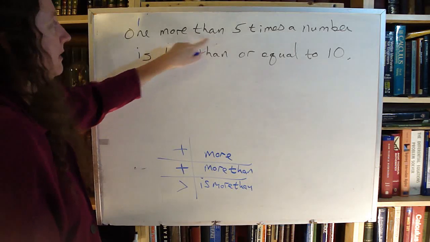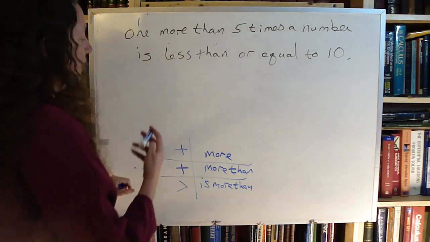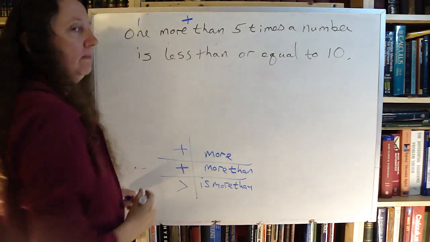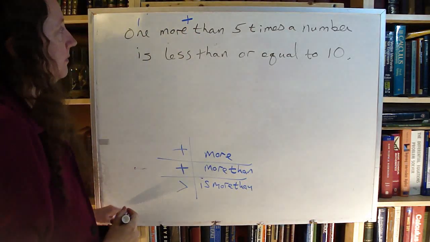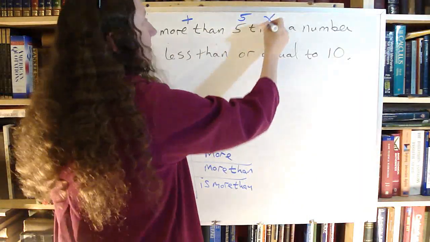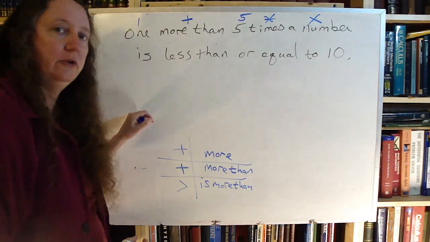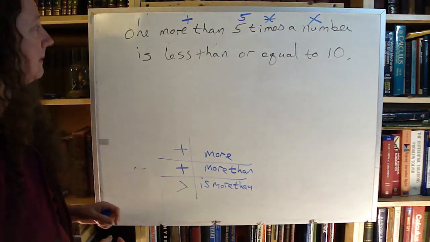So here we have more than, but it does not have the word is with it. So this just means plus. And we have 5 times a number. Well, 5 is obvious, times is obvious, and a number is used to represent x.